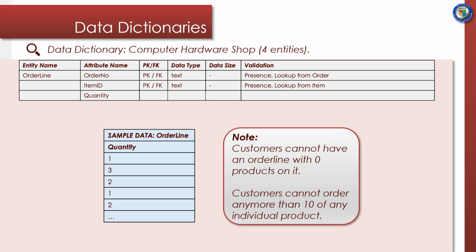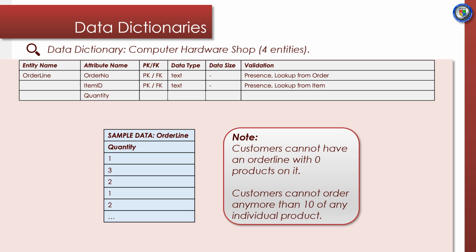Now you will be aware, and you will see that our data dictionary has 3 attributes populated there. That is because two of those attributes are coming into this entity as foreign keys to link the relationships with two other entities. Those are order number and item ID. We can see within the key field that they are put down as a primary key and a foreign key. Their text type is text, and we will look for a presence check, and the order number will be a lookup from the order entity, and the item ID will be a lookup from the item entity.